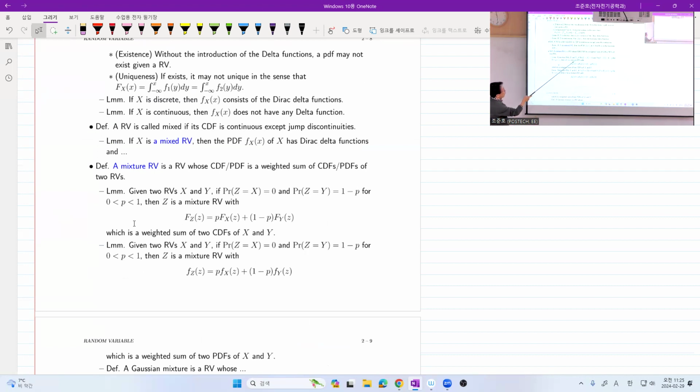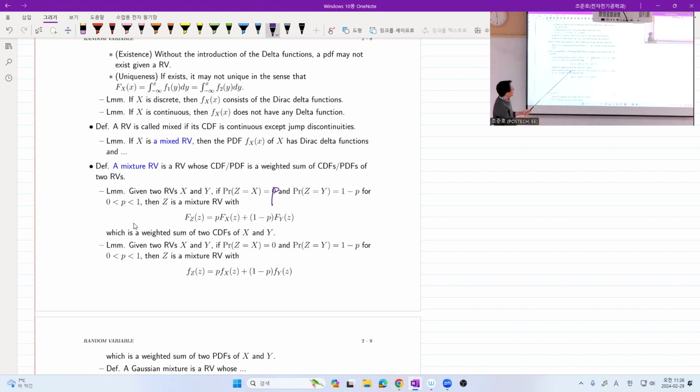Okay, suppose you have a situation like this. You are given two random variables, X and Y, and you construct a new random variable Z by doing this. Z equals X with probability, I'm sorry, it must be p, and the random variable Z equals Y with probability 1 minus p. And then I will ask you, what is Z? What is the CDF of Z in terms of the CDFs of X and Y? What is the PDF of Z in terms of the PDFs of X and Y?